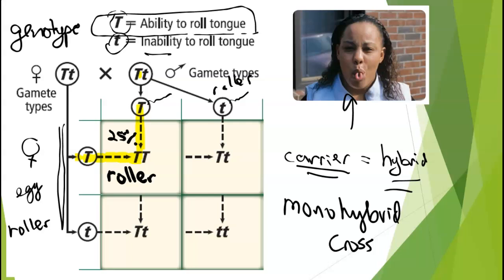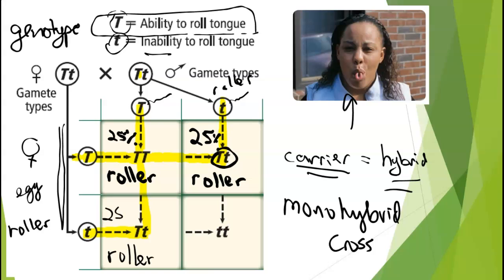If we take a look here, this egg and this sperm, since this sperm has a lowercase t, the genotype's different. There's a 25% chance for this box to be a heterozygous hybrid. But the outward appearance for this individual would be roller. Take a look here. This sperm and this egg produce another hybrid. They are a tongue roller.